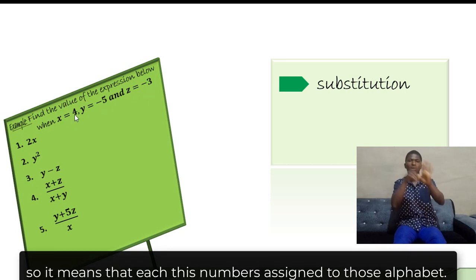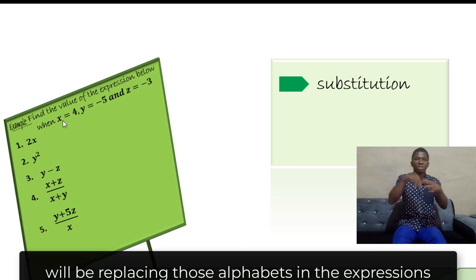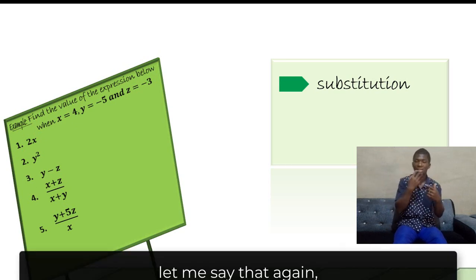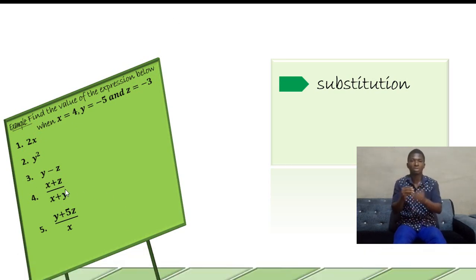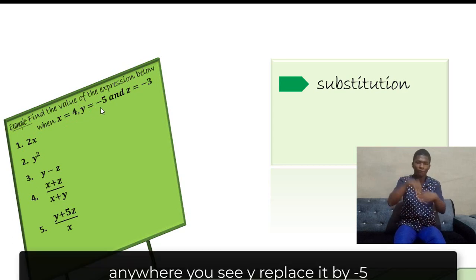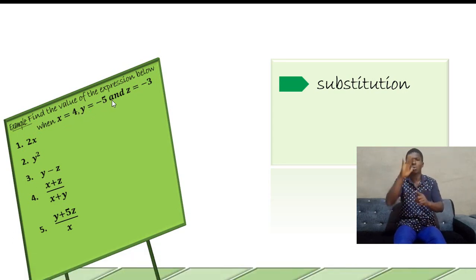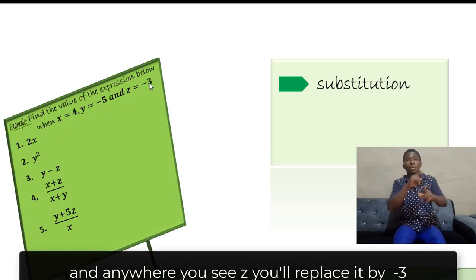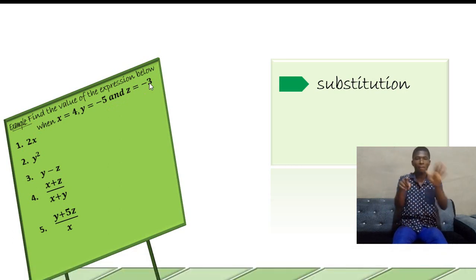It means that each of these numbers that are assigned to those alphabets will be replacing them in the expression. Let me say that again. Here 4 is assigned to x, here minus 5 is assigned to y, here minus 3 is assigned to z. So anytime you see x, you replace it by 4. Anywhere you see y, you replace it by minus 5, and anywhere you see z, you replace it by minus 3. That is just what we want to do.